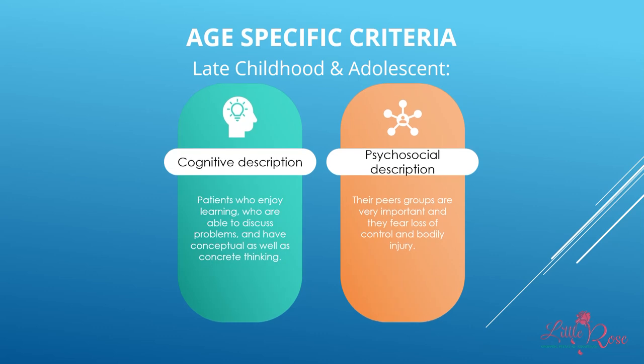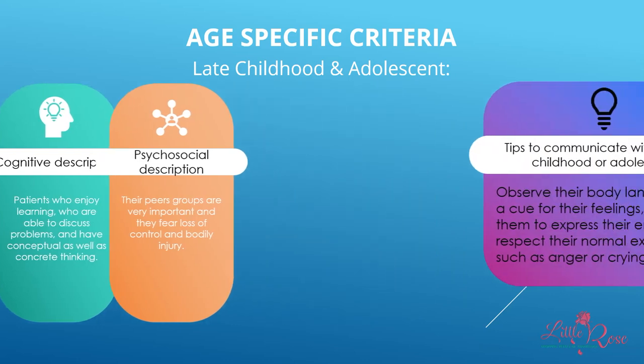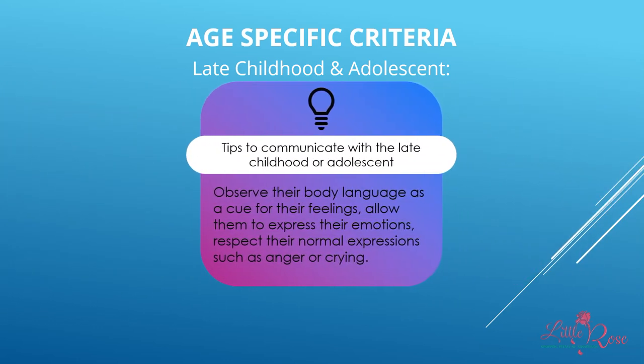Late childhood and adolescence. Cognitive description. Patients who enjoy learning, who are able to discuss problems and have conceptual as well as concrete thinking. Psychosocial description. Their peer groups are very important to them, and they fear loss of control and bodily injury. Tips for communicating with childhood or adolescents. Observe their body language as a cue for their feelings. Allow them to express themselves and their emotions. Respect them and their normal expressions such as anger and crying.